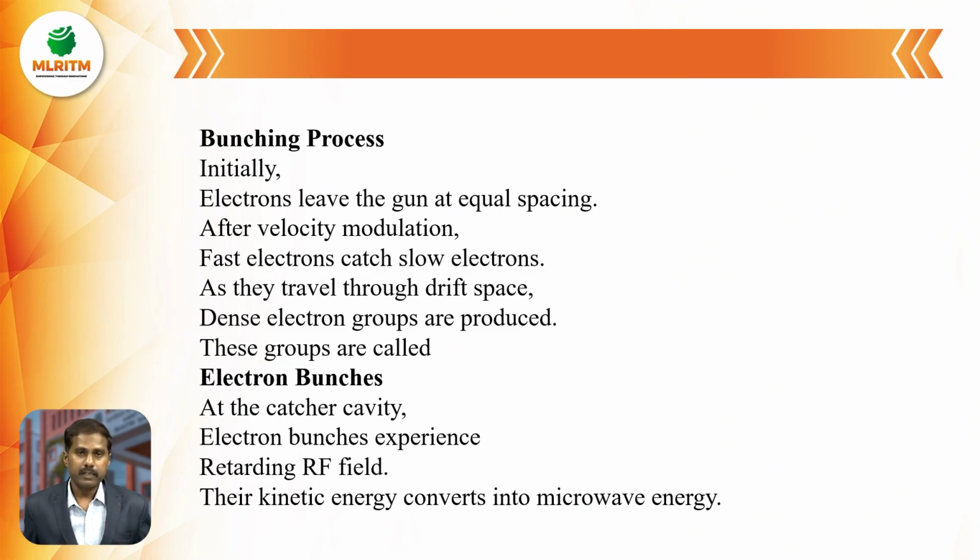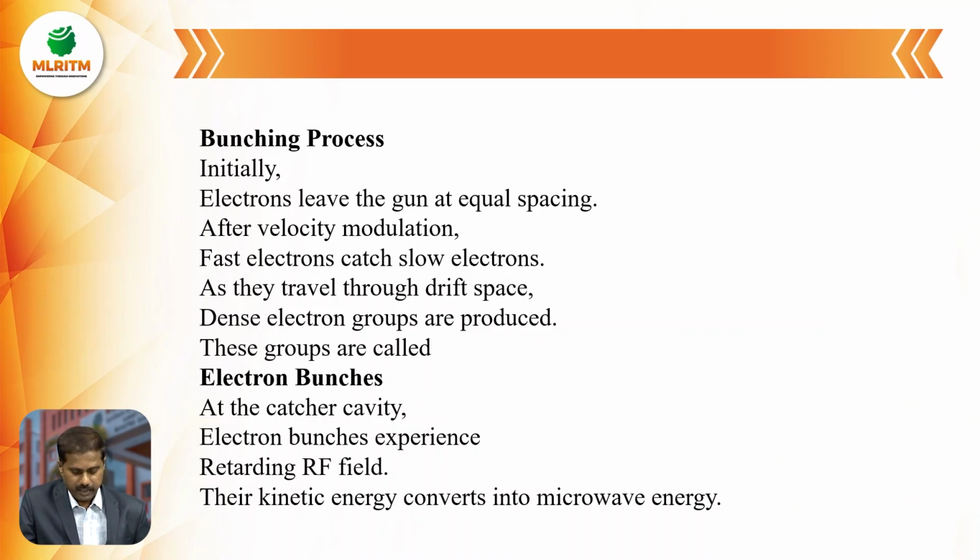Bunching process: as I already told you, initially electrons leave the gun at equal spacing. After the velocity modulation, fast electrons catch slow electrons as they travel through the drift space. Dense electron groups are produced. These groups are called electron bunches. That means low speed, reference speed and high speed electrons all formed together are called the electron bunch.